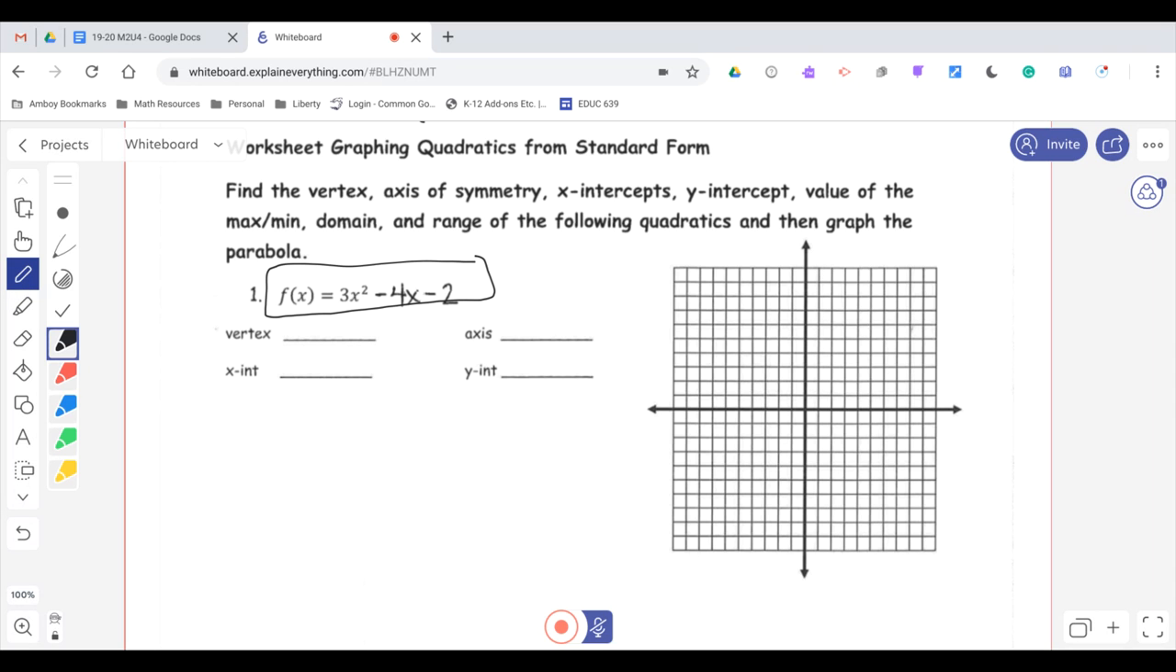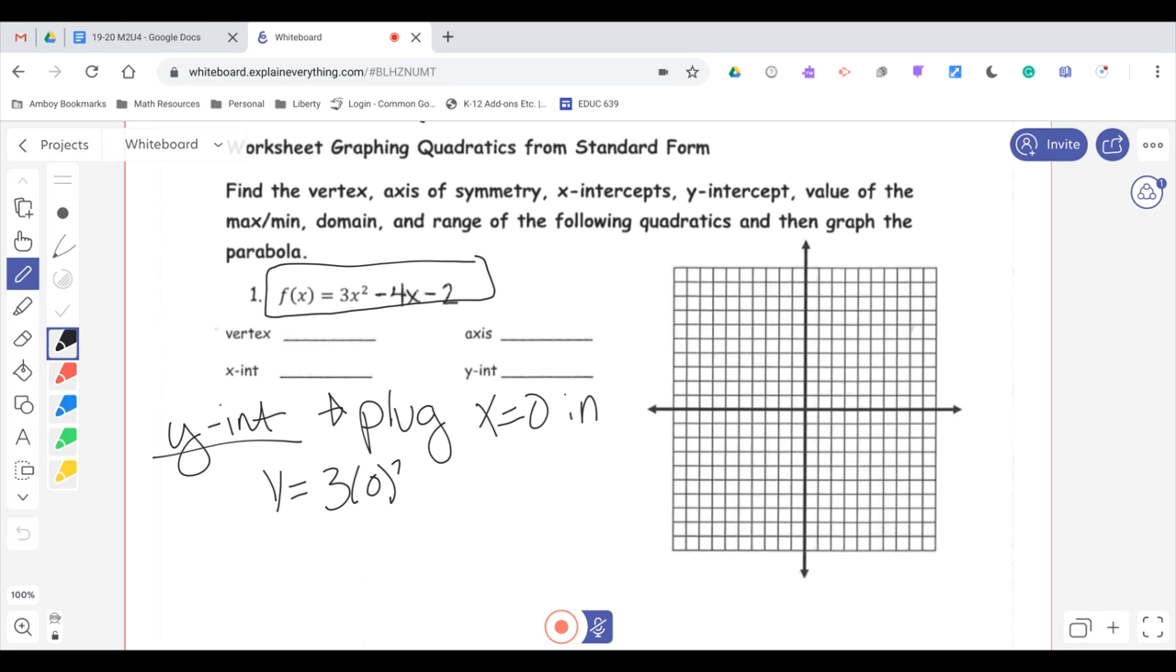We're going to start with the y-intercept, which remember, if I plug in 0, so this is for finding the y-intercept, I'm going to plug 0 in for x. Okay, so I have y equals 3 times 0 squared minus 4 times 0 minus 2. And remember, that'll just cancel out anything with a 0 attached to it. And I will get negative 2. So I'm at 0, negative 2. Graph that point in red so I can see it. It's right here.